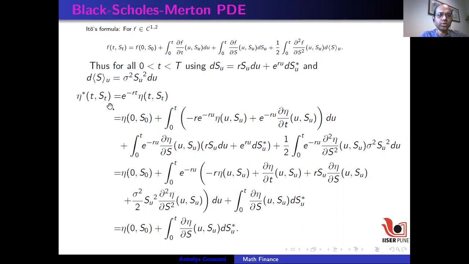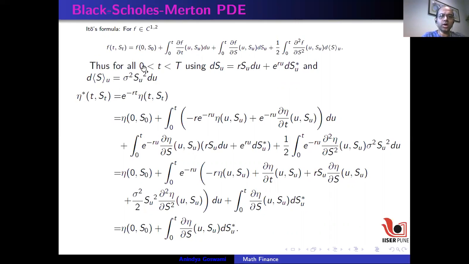What are we going to use now? We are going to use the relations we have already obtained in earlier slides, that dS_u is equal to r S_u du plus e to the rU dS star u. This is very important: in the SDE that we have obtained here, the coefficient has r, not mu. And then eta star is what? It is just the discounted eta.